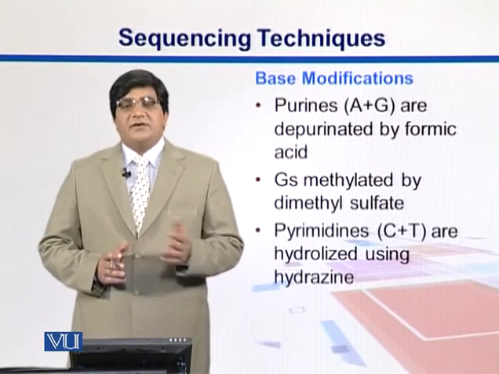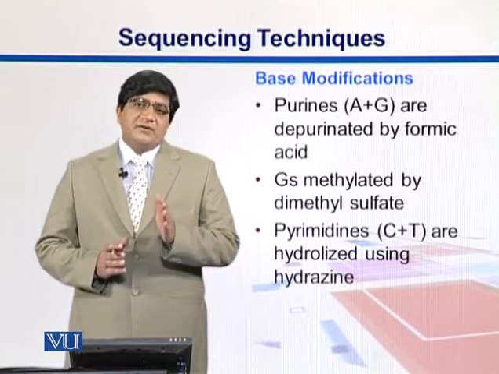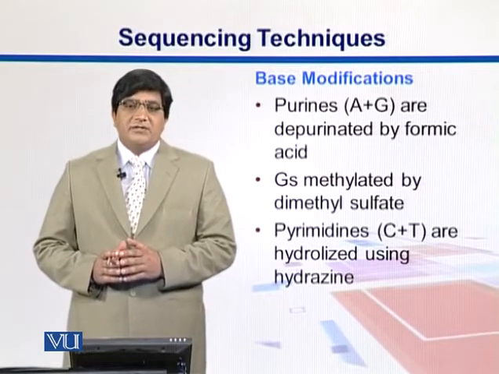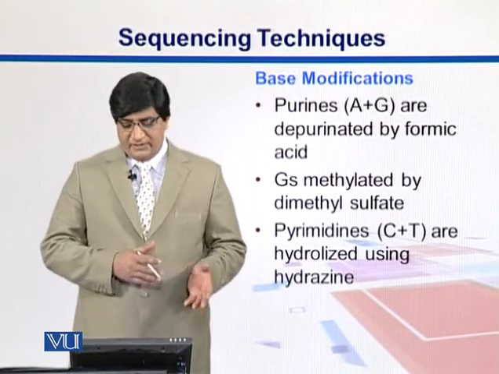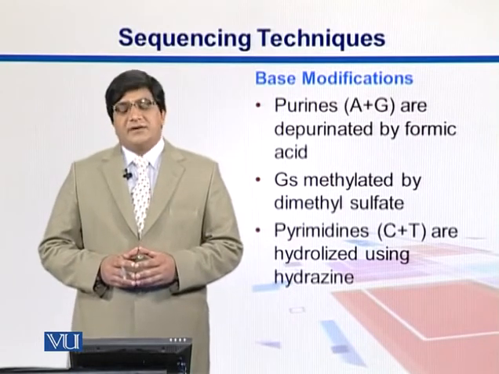In the same way, Gs are methylated. So in this way we can first identify that there are purines, and then within the purines we can identify whether it's a G or an A based upon this second reaction.